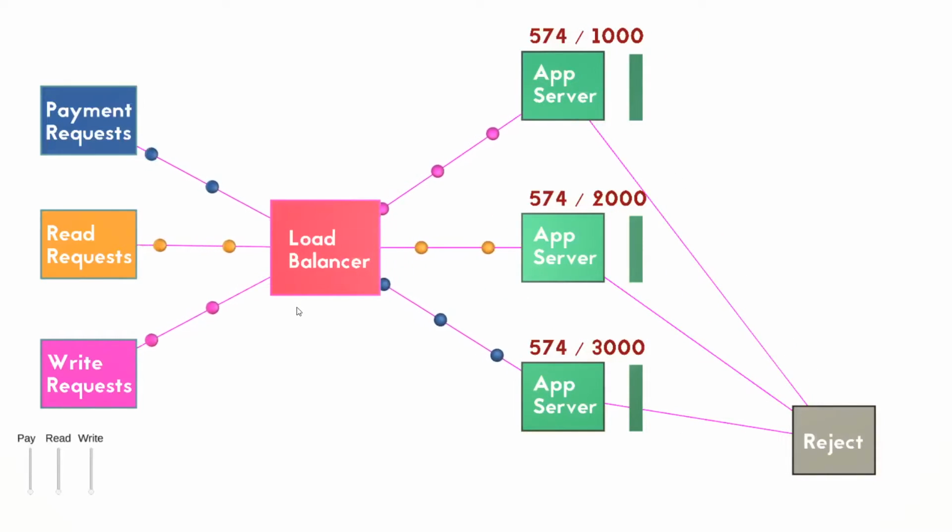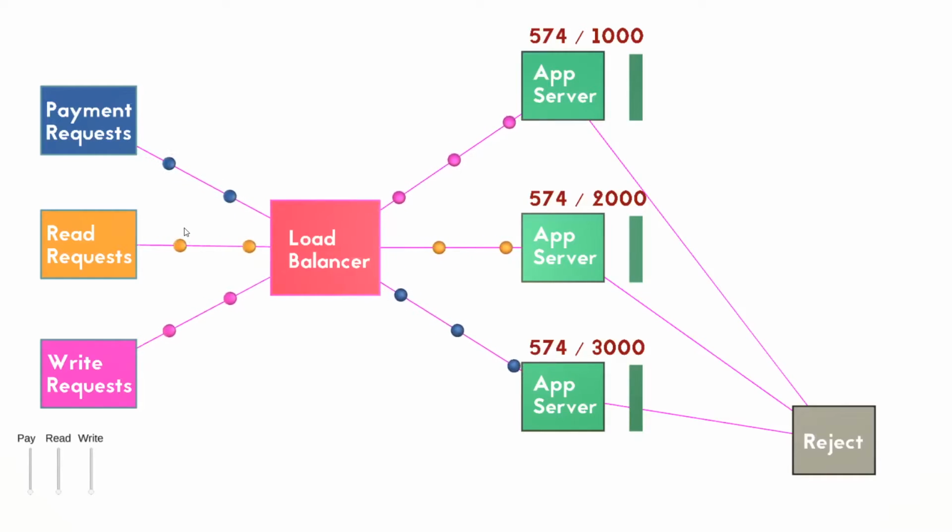So I've changed the scenario a bit. In the previous case, we had only one type of request. Now we have three types of requests: the payment request, the read request, and the write request. Also, these requests have different priorities. Payment requests have the highest priority because they represent a user trying to make a payment or trying to buy a service. Next comes write requests, and at the end lie the read requests.